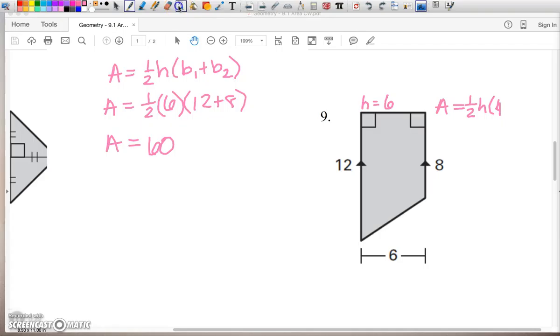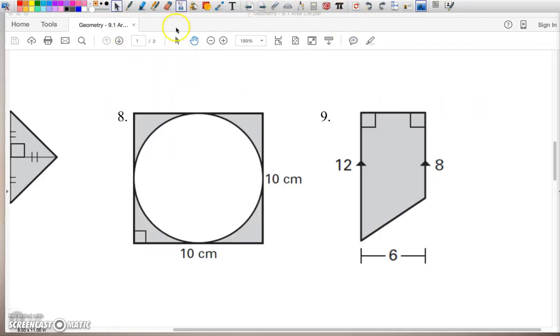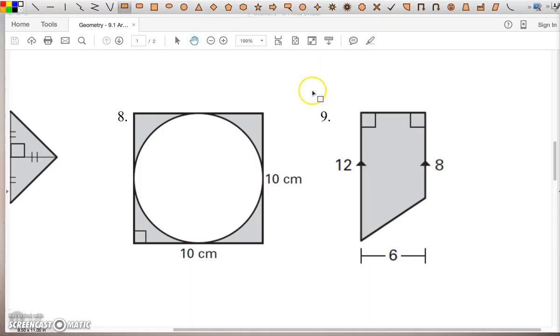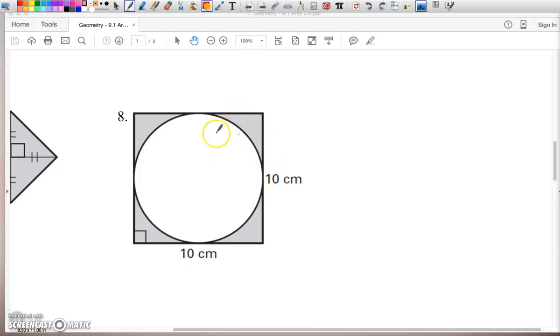Now, when you look at number 8, so let me scroll over here and get number 8 in the way. All right, let me cover this up now. When you look at number 8, you'll notice that you have two different shapes here. We've got the circle and we've got our square on the outside. Well, we know that to get the area of the square, so area of the square, and I'm just going to draw it. All right, and then we have the area of our circle, and that is pi r squared.